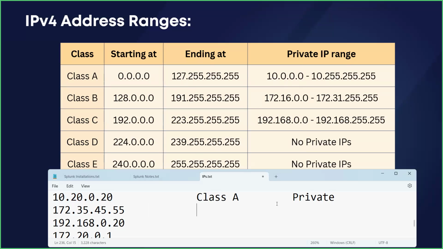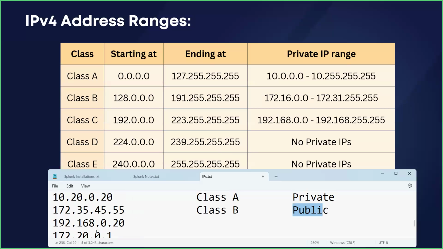Okay. Next number, 172.35.45.55. Class B public. Perfect answer. Class B. And this is a public IP. Why is this a public IP? First octet is 172. That seems to match. But the second octet is 35. Yeah, it's outside 16 and 31. So therefore, it's a public IP.